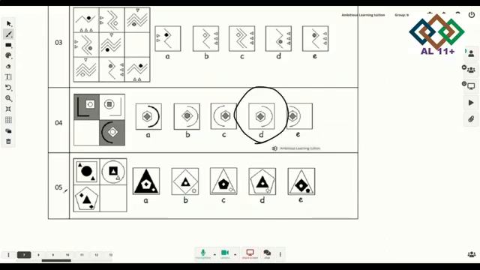If you look at number 5, what's happening in number 5? The black and white filled shapes swap. The outer and the center shapes swap sizes and positions, and the top left small shape moves to the center, to the middle shape. So obviously the answer would be C.